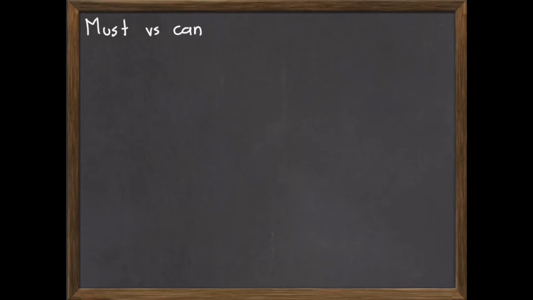Now, let's look at the usage of must and when it's correct to use must and when we use the verb can. Well, we use can to ask for permission. For example, Mom, can I go out? To give or refuse permission, yes you can or no you can't. And to make a request, for example, can I speak to Paul, please?